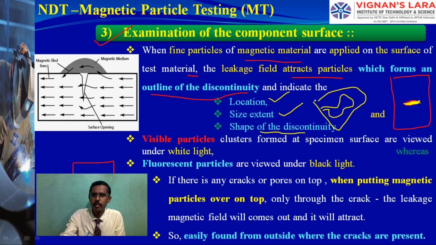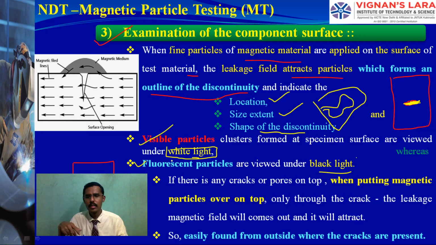Maybe dry particles, in the visible form, or suspended in the fluorescent form. Fluorescent particles are visible under the black lights. One is the visible particles, white light; the other, fluorescent particles, black lights, UV lights, we can also use.